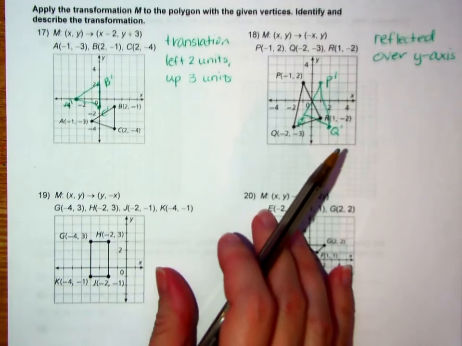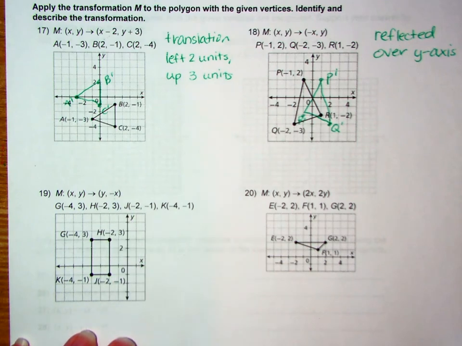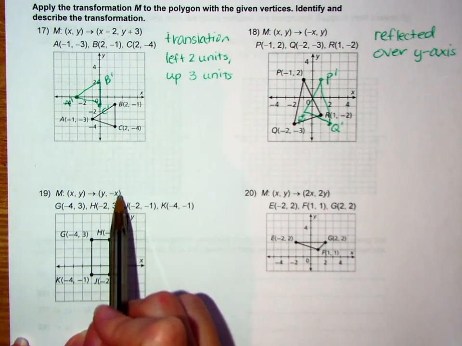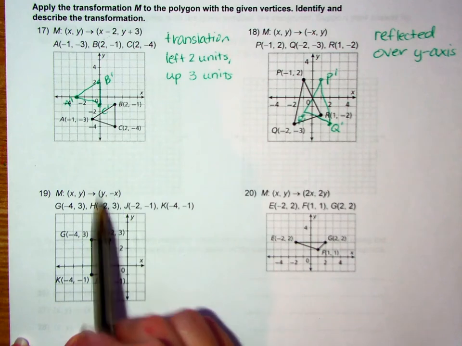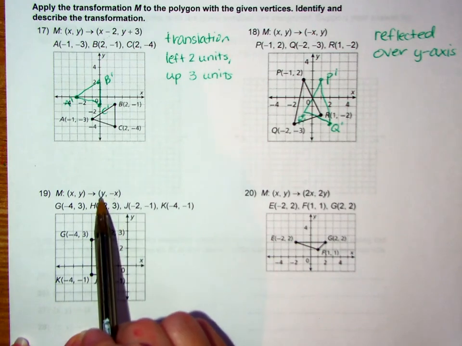Now, if you look at number 19, I do see that x and y switch positions and one of them went opposite. That's going to mean I have a rotation. Especially the giveaway here is when x and y switch positions and one of them is opposite. Now I just got to remember my rules. 90 degrees counterclockwise. 90 degrees, find the opposite of y and switch them.